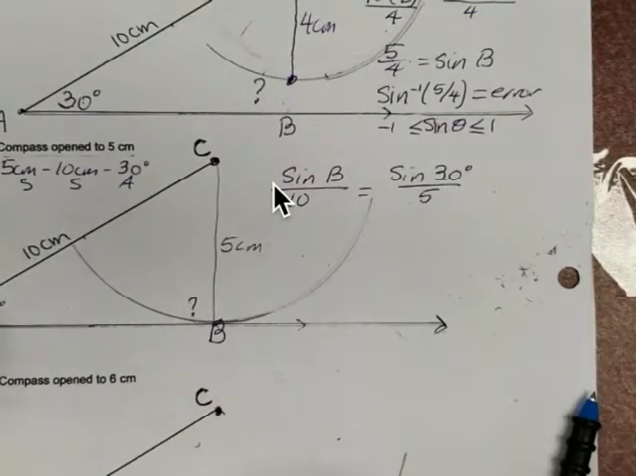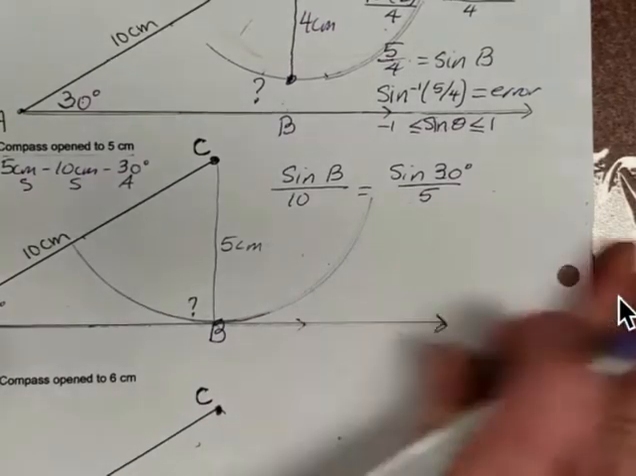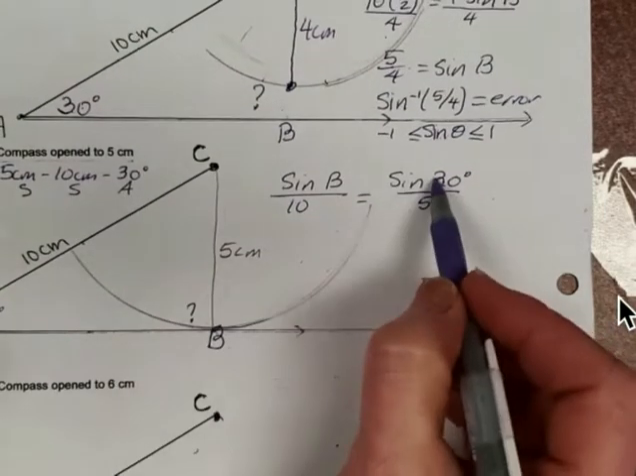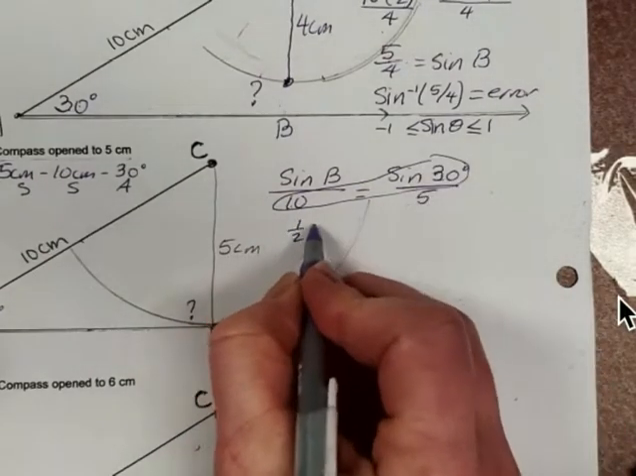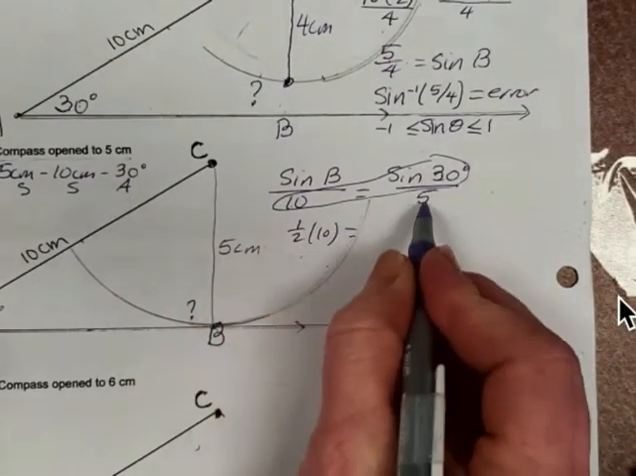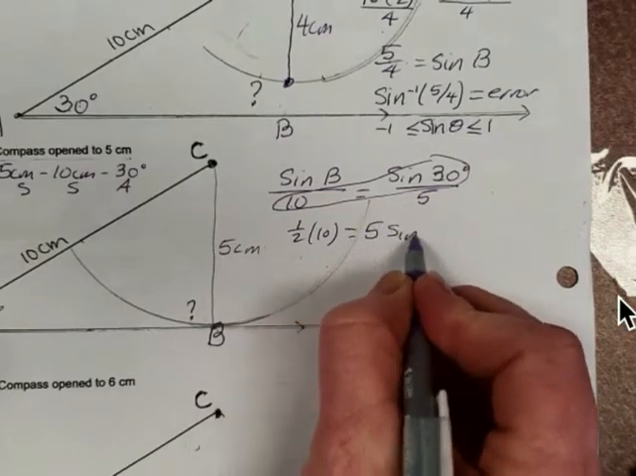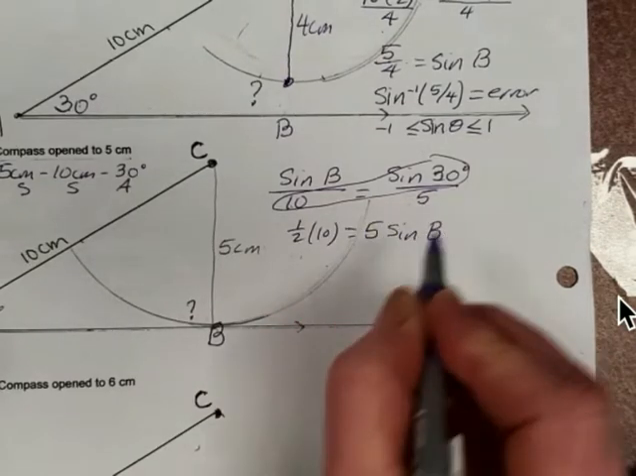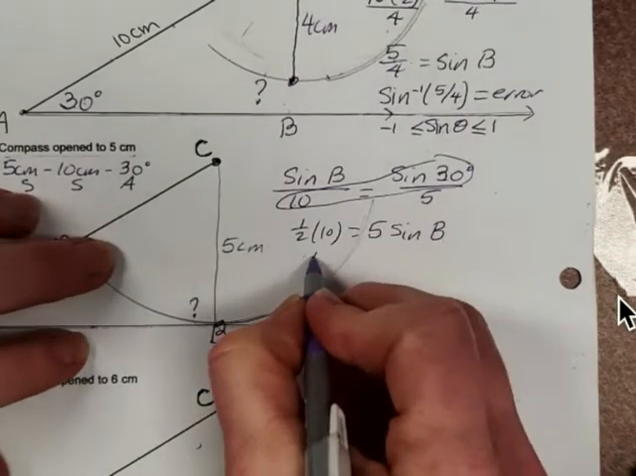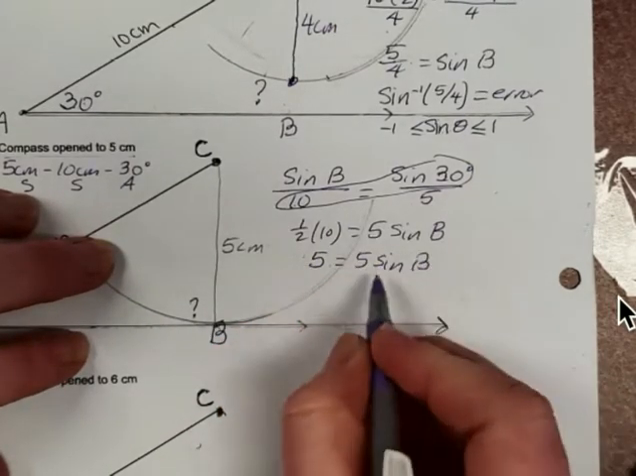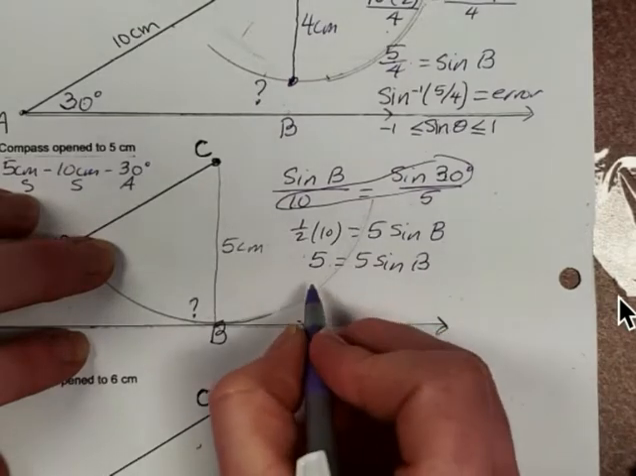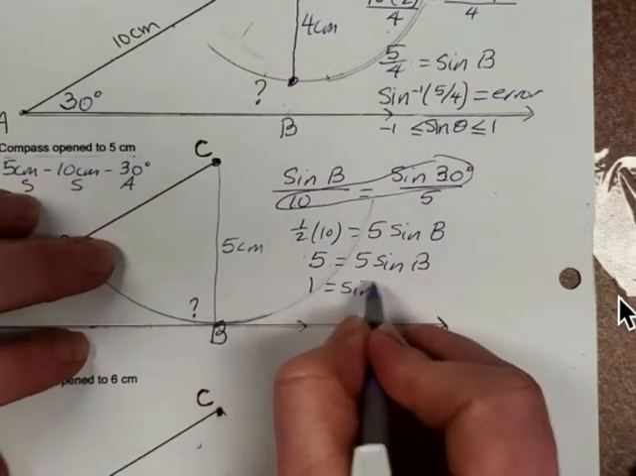And again, the sine of 30 degrees is just 1/2. So this is 1/2 times 10 is equal to 5 times the sine of angle B. And 1/2 of 10 is just 5. So we have 5 equals 5 sine B. And if you divide each side by 5, you'll end up with 1 equals sine B.